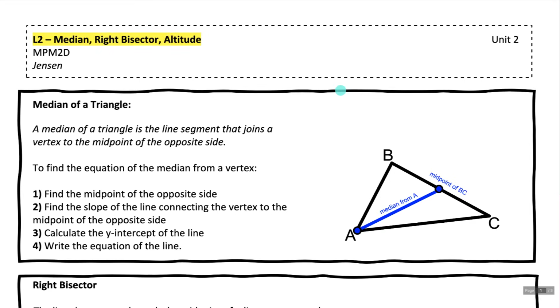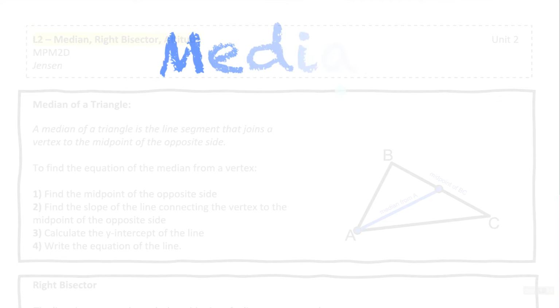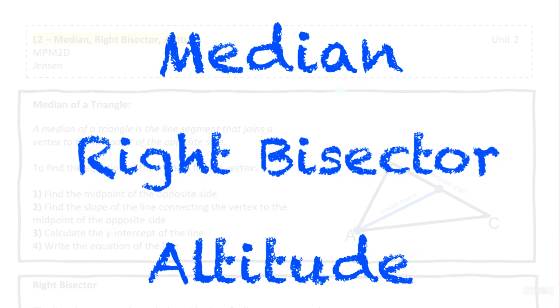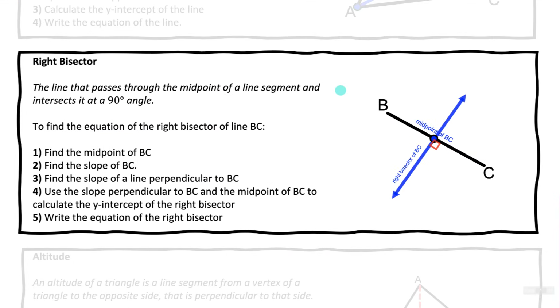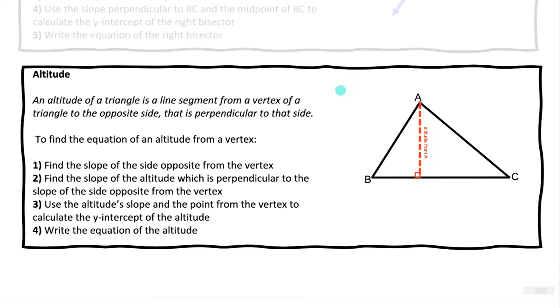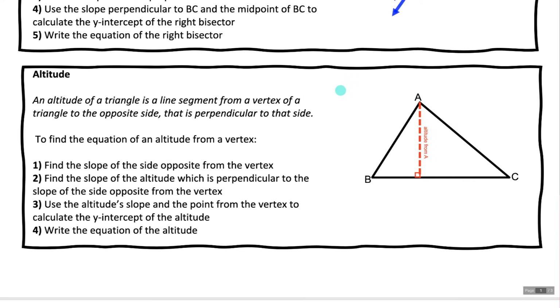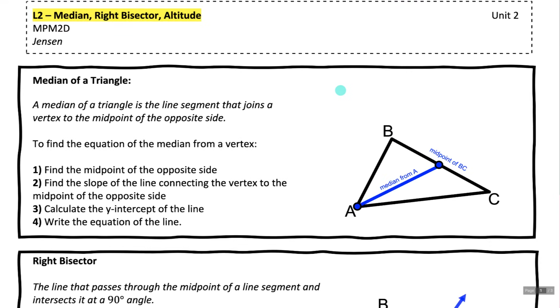In this lesson, I'm going to teach you how to write the equation of a median, right bisector, and altitude of a triangle. Let me start by explaining to you what a median, right bisector, and altitude are. I won't go through the steps of how to find them until we actually do a couple of examples. So let's start with the median of a triangle.